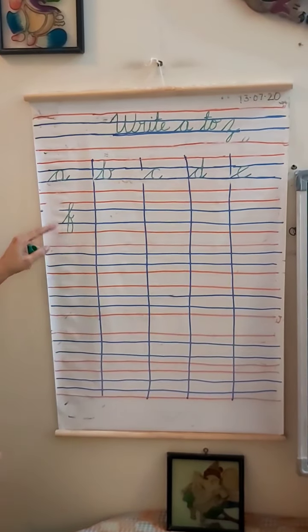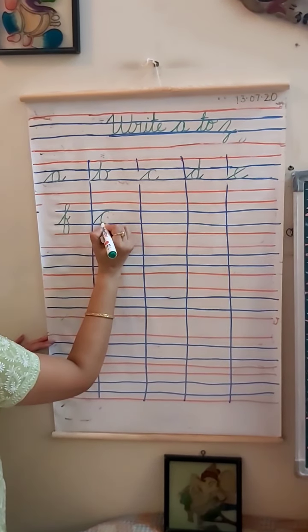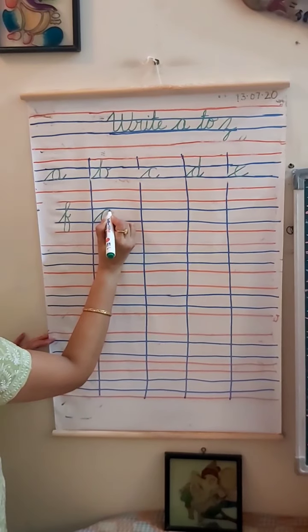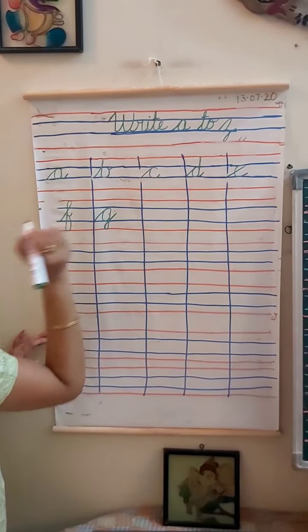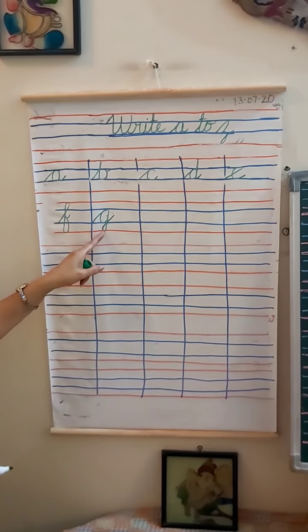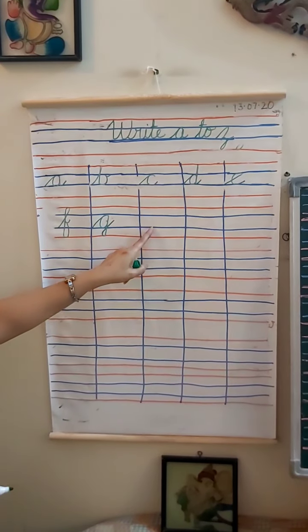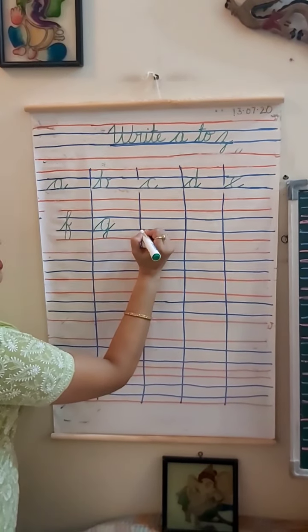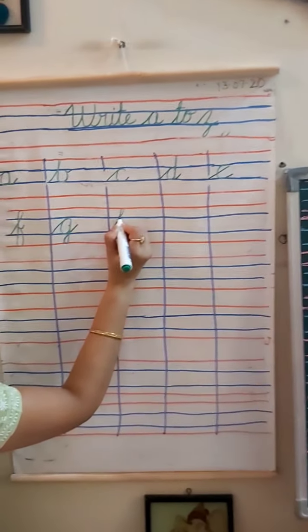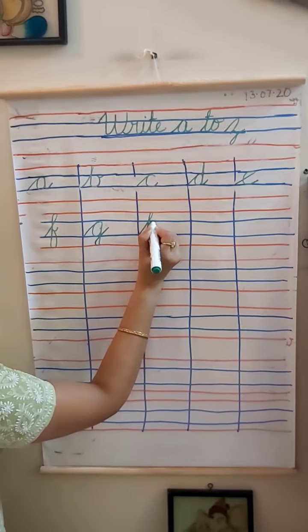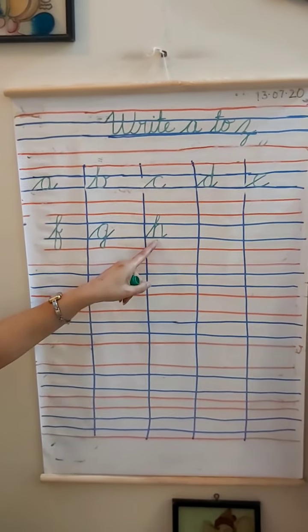What comes after F? G. Again the same formation of A, the way you write A, but instead of going up, you will come down to the red line and a tick like Y. G. A, B, C, D, E, F, G. Now comes H. Starting from the corner, slant up, a turn like L and then a formation like N. This is the formation of H.